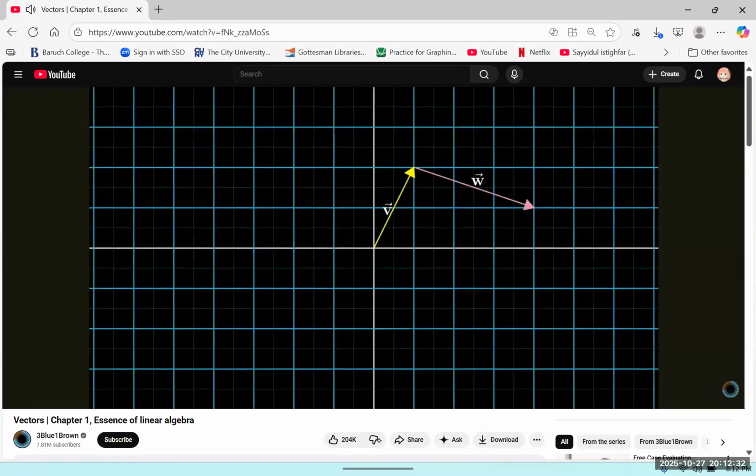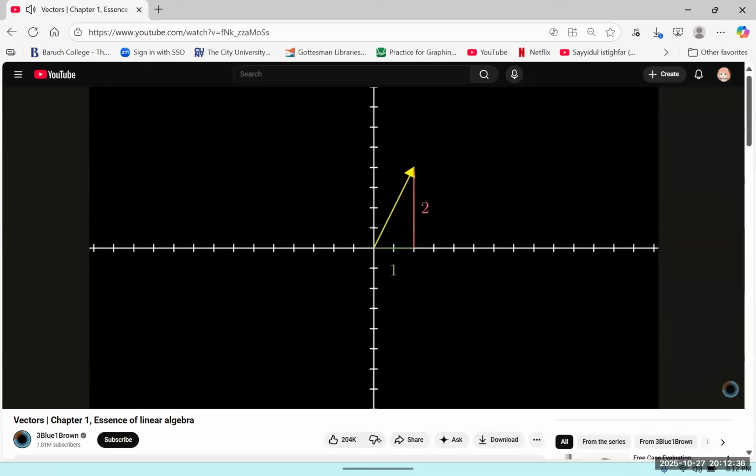In fact, let's see how vector addition looks numerically. The first vector here has coordinates 1, 2. And the second one has coordinates 3, negative 1.